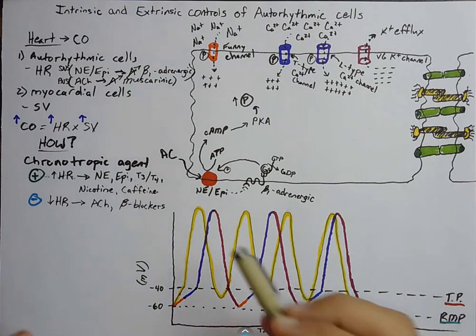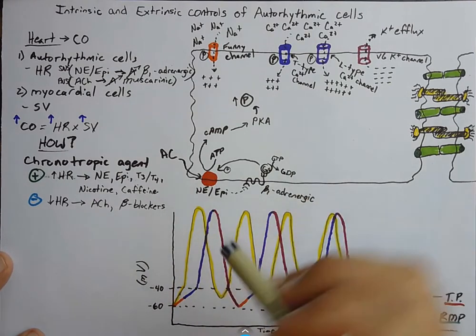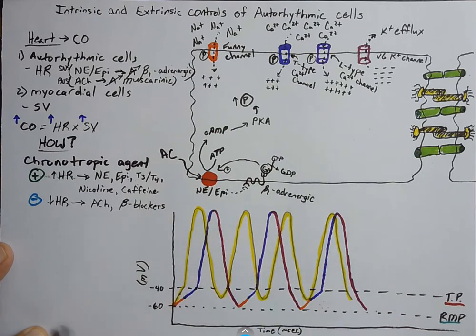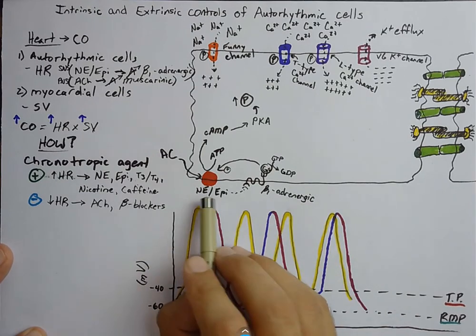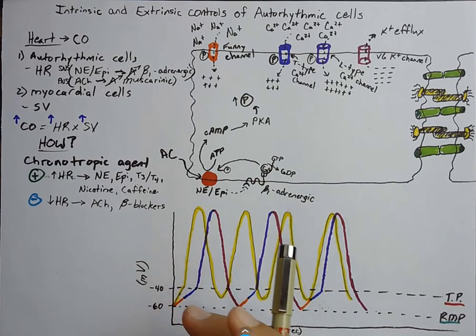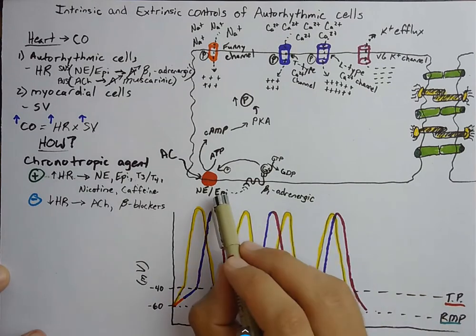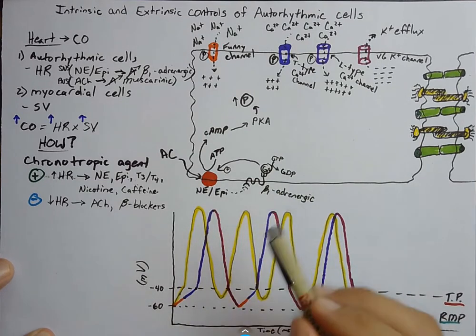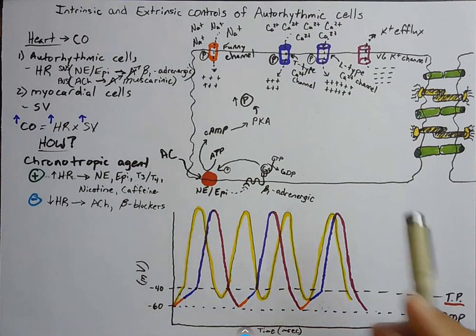What about cocaine? Cocaine decreases the reuptake of norepinephrine and epinephrine in the terminal bouton, so norepinephrine and epinephrine stay longer at that synapse. So norepinephrine and epinephrine stay bound to beta-1 adrenergic receptors longer, and that's going to cause a lot of positive chronotropic effects.